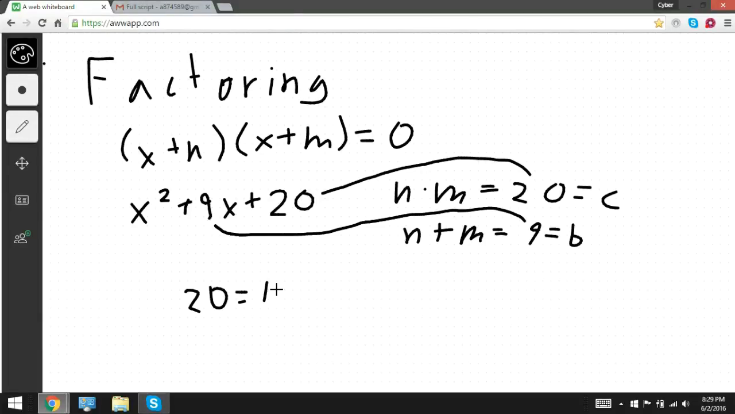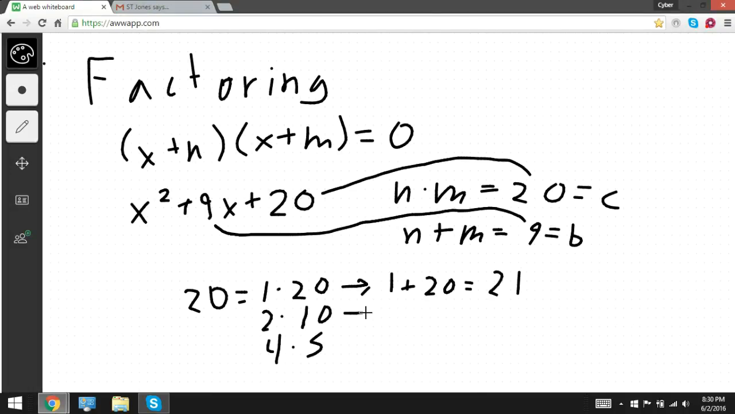So first we want to look at the factors of 20. That's the first step you want to do. It can be 1 times 20 equals 20, 2 times 10, and 4 times 5 are possible ways we get 20. Now what we do is we add them up to see if they equal 9. 1 plus 20 is 21, not 9. 2 plus 10 equals 12, it's not 9. And then we have 4 plus 5, and that equals 9. So there's our answer. We want the 4 and the 5 to be our n and m.